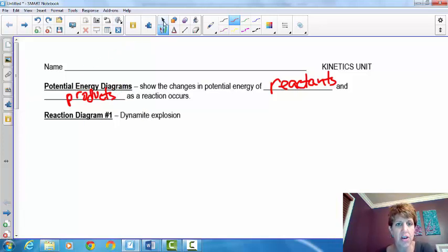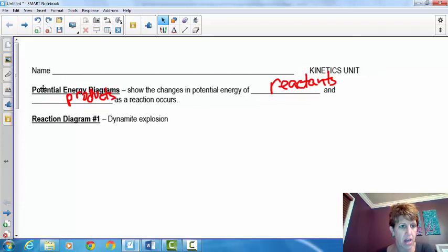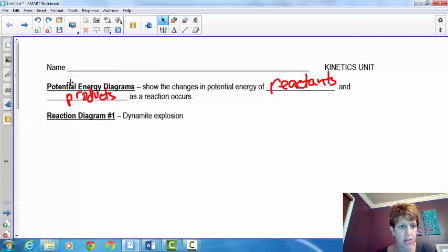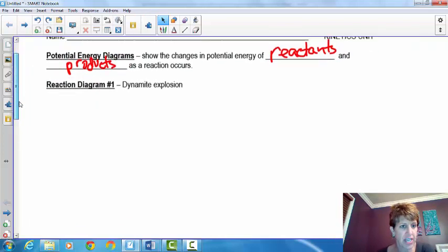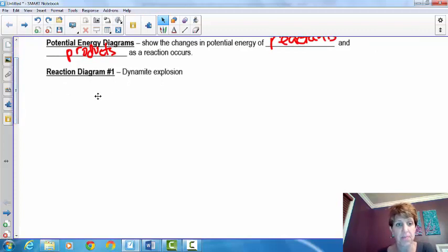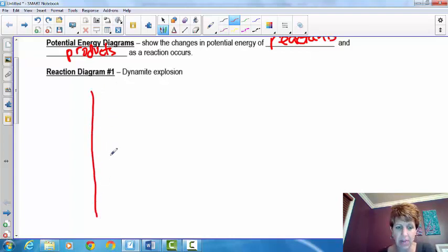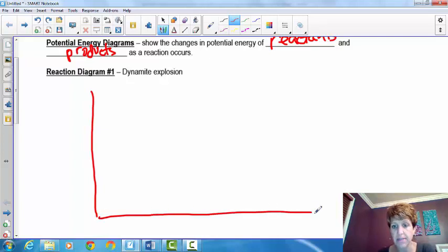as a reaction is going on. So we're going to start off over here with our first reaction being a dynamite explosion. So the first thing I want you to do is draw a nice axis here. We're going to have a lot of things that we label along the way, so make sure that you really use all of your space.